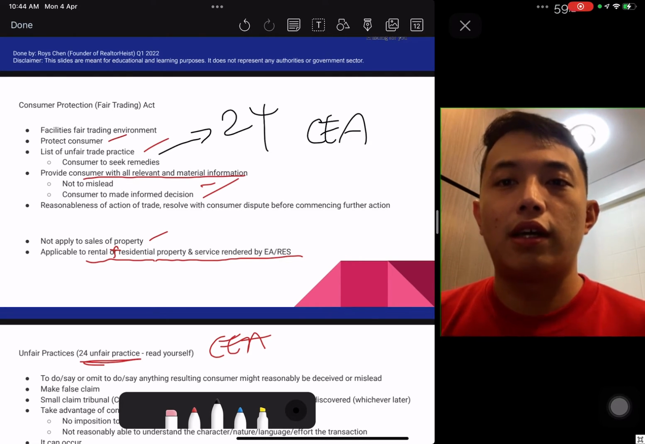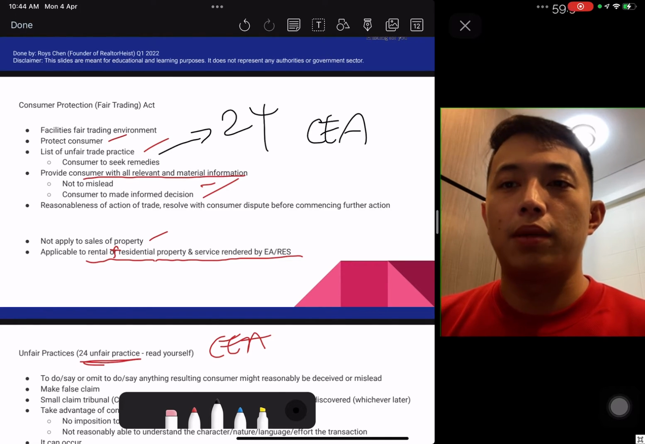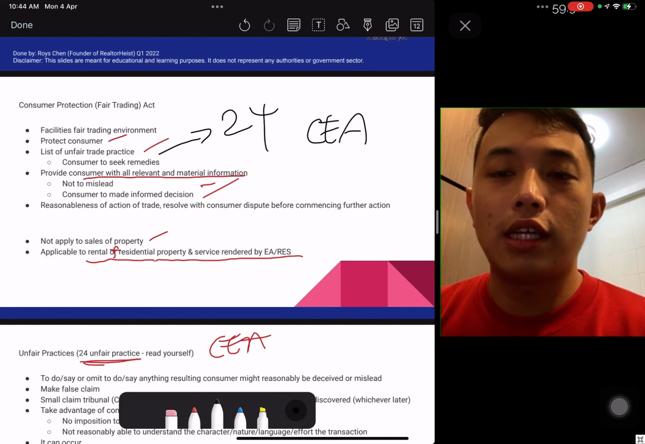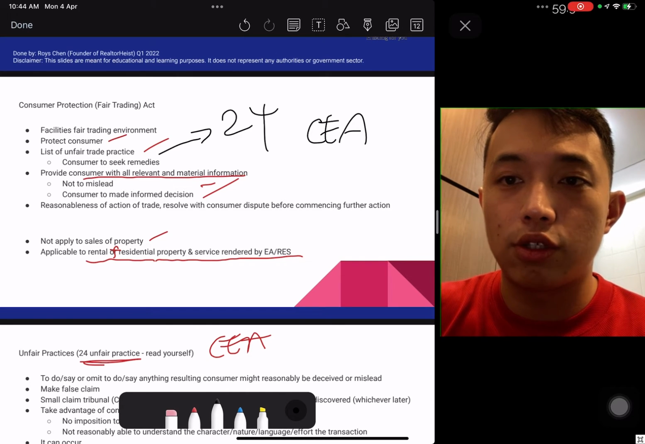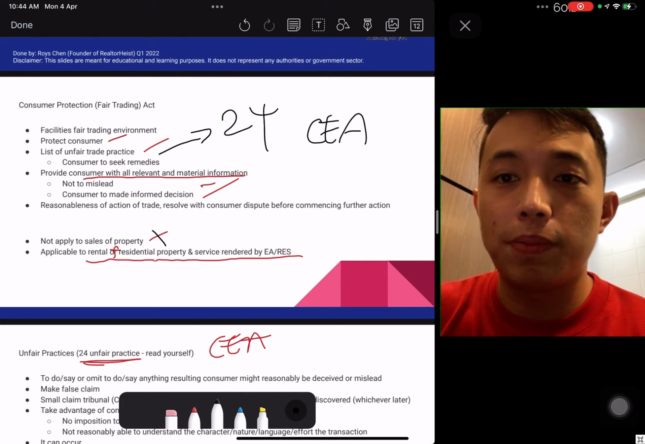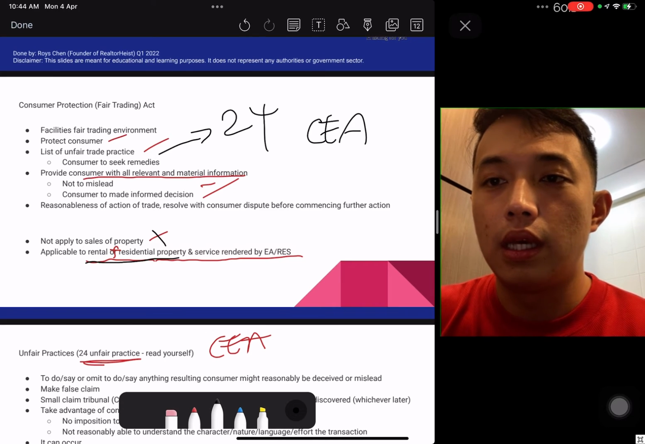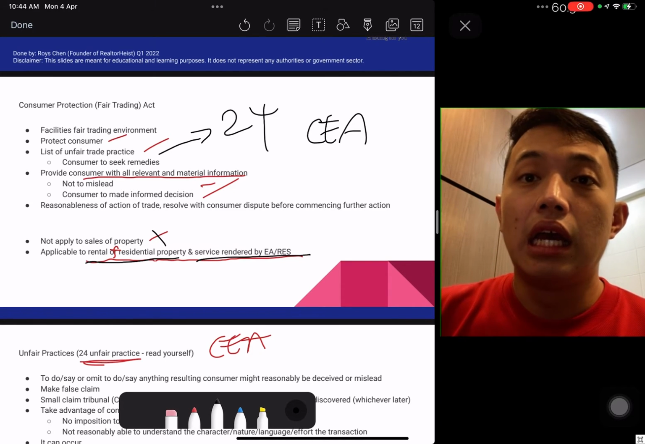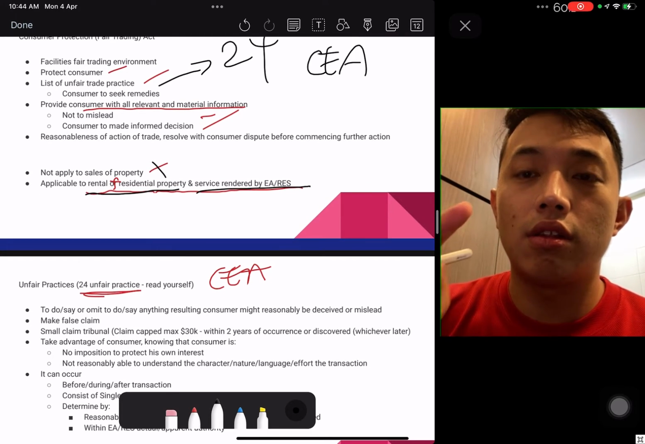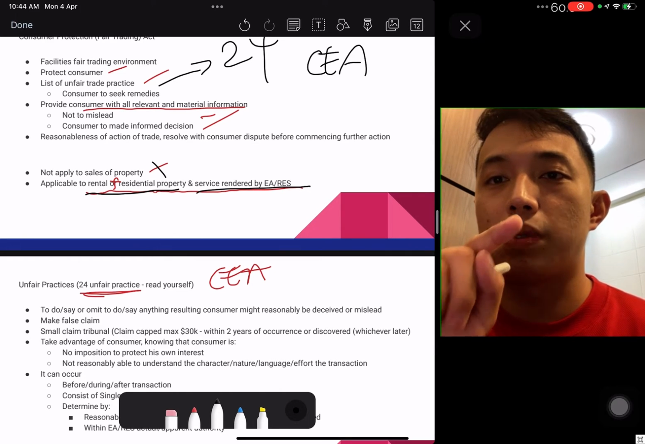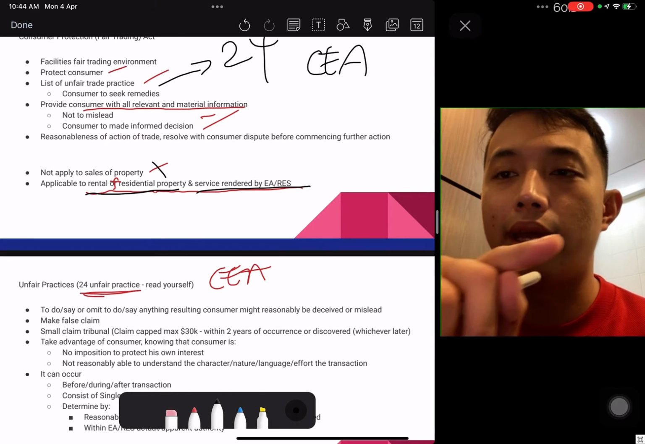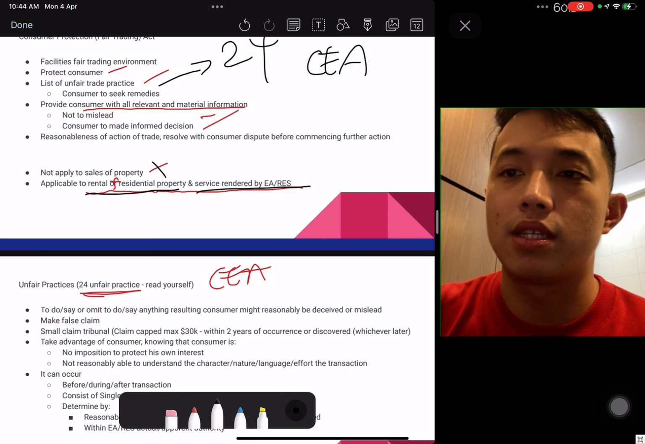So actually it provides the consumers with relevant and material information. It does not apply to sales of property. It only applies to rental of residential property and services rendered by us. Okay, this does not apply to purchase and sale. It's only rental of residential property and services.